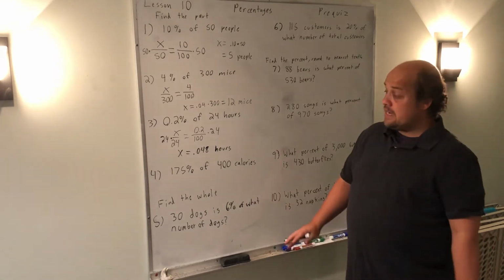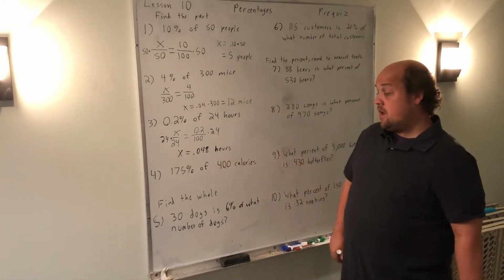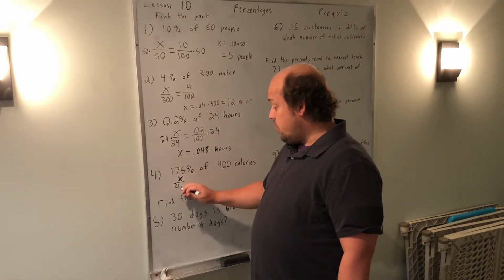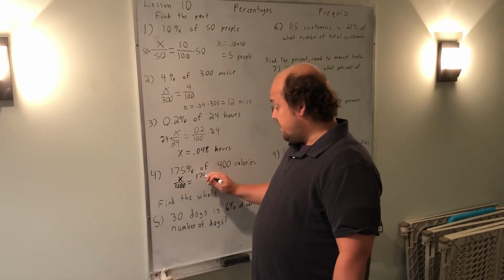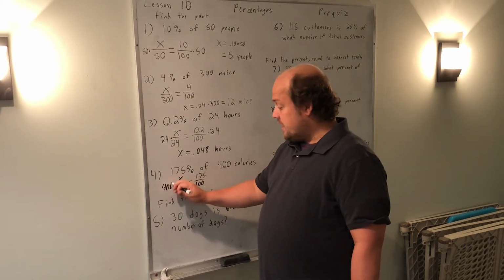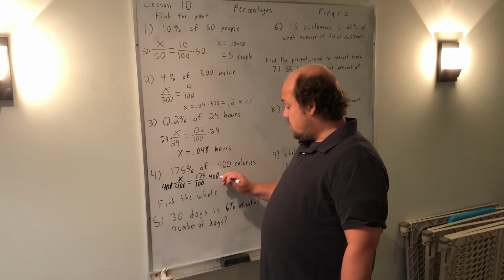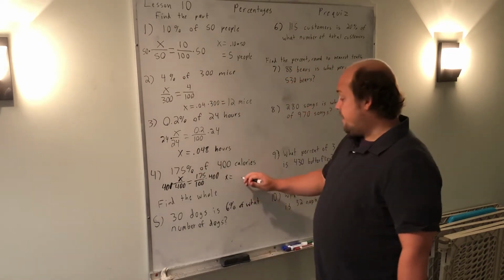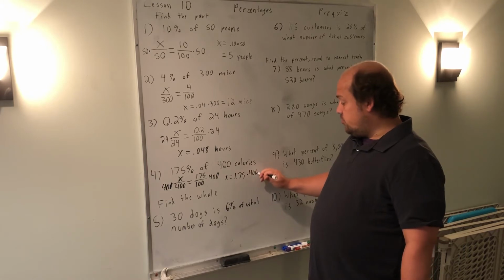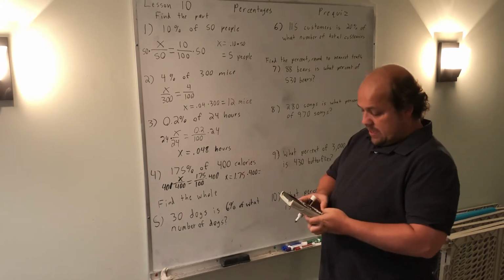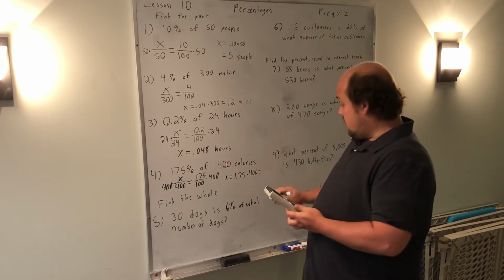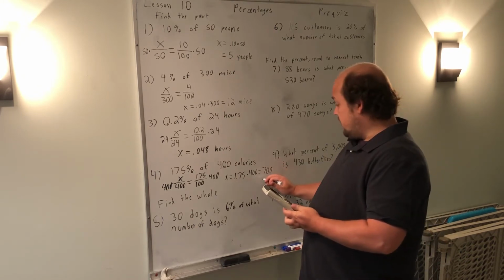Finally, in this section, we have 175% of 400 calories. X over 400 equals 175 over 100. In other words, when I multiply both sides by 400, x becomes 1.75 times 400. When I put that in my calculator, 1.75 times 400, it gives me an answer of 700 calories.